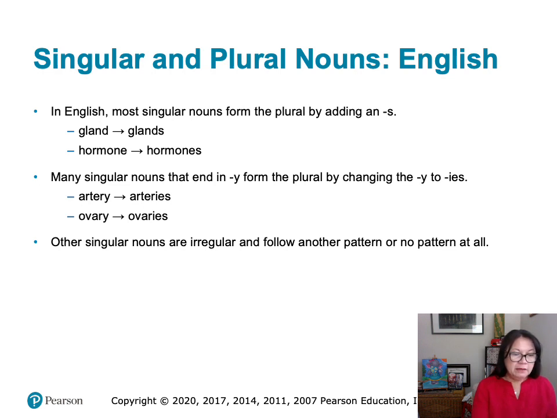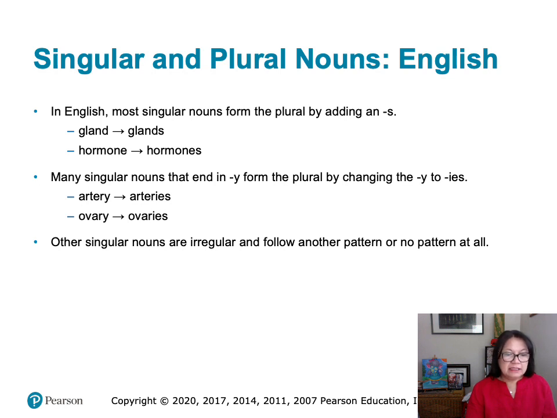Now that we've seen where medical words come from, let's consider the singular and plural forms of these words. Here, knowing a medical word's language of origin is especially useful because different source languages have different rules for forming plurals. For example, in English, most singular nouns form the plural by adding an S. So gland becomes glands, hormone becomes hormones, and so on. This isn't always the case.